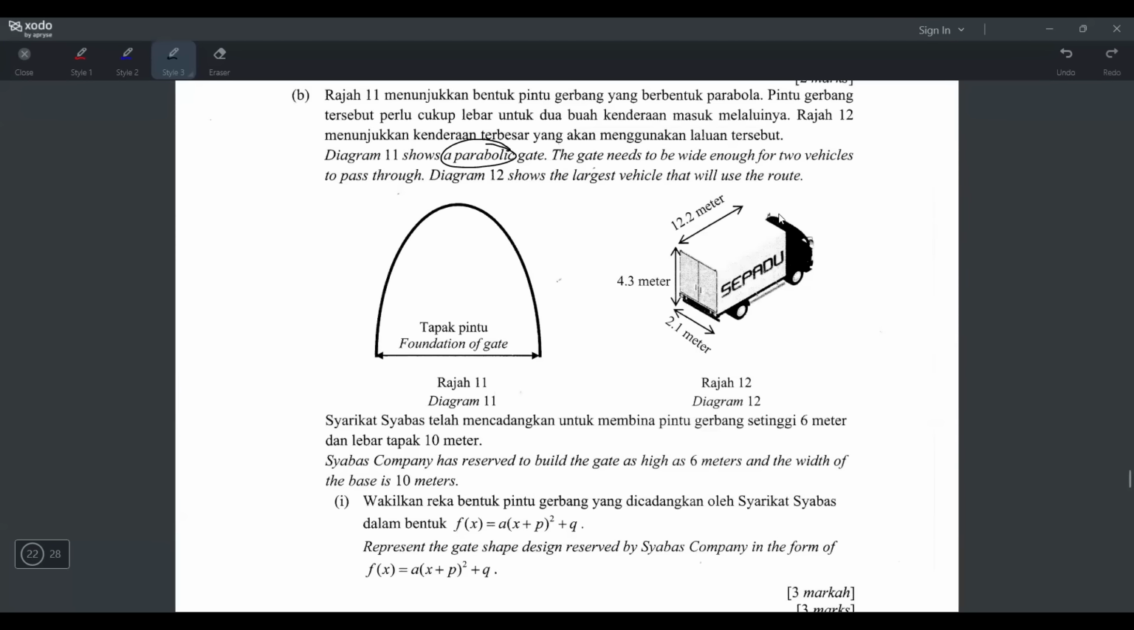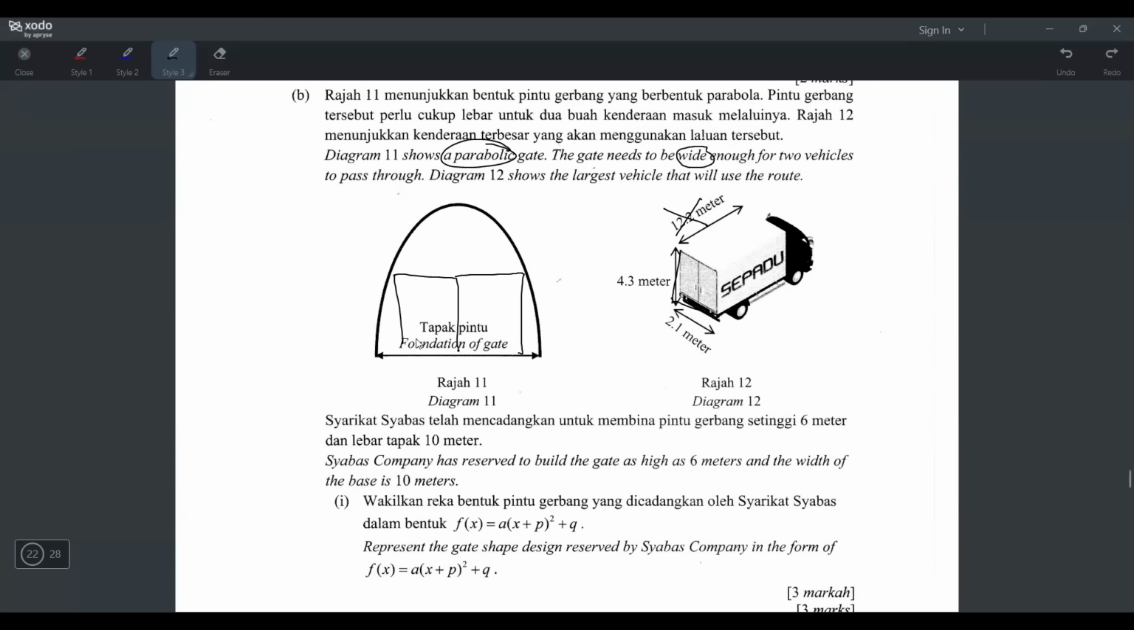Diagram 12 shows the largest vehicle that will use the route. Okay, so we have a vehicle here. So that's the 12.2, but I don't think this is important. Yeah, because this is the length of the vehicle, right? So do we really care about that? No, we only care about the width. So the 4.3, 3.1 would be important. Okay. All right. So I think I have to fit 2 vehicles like that.